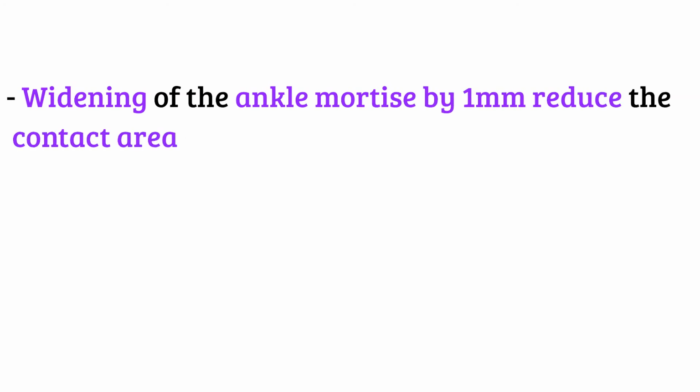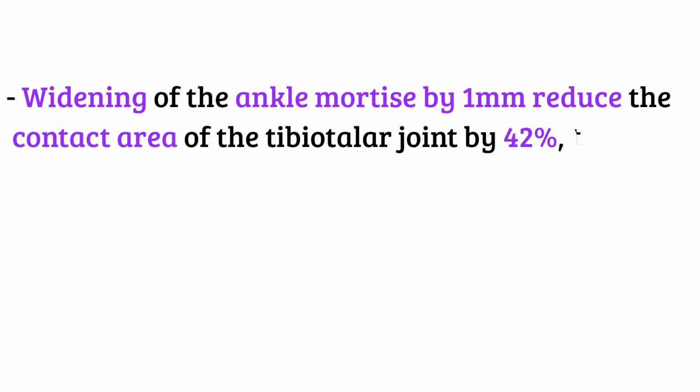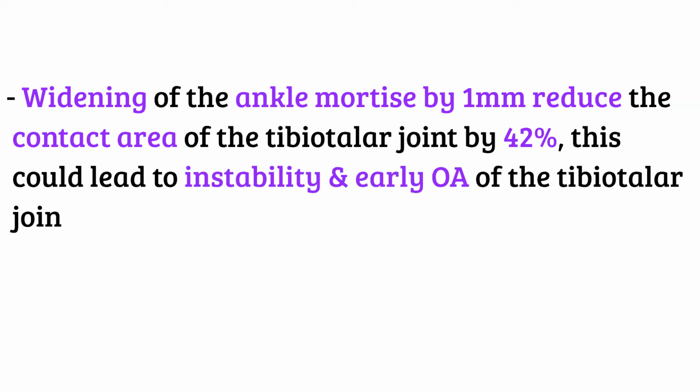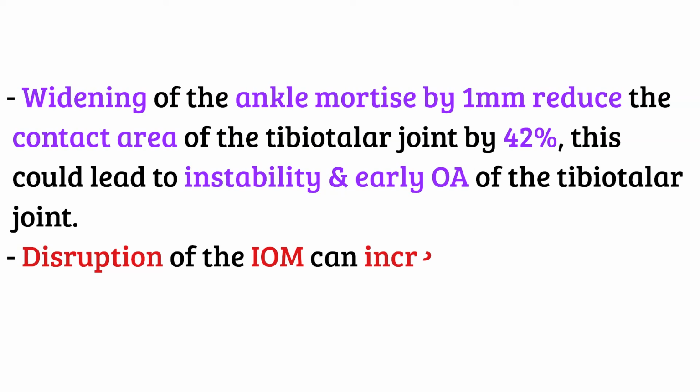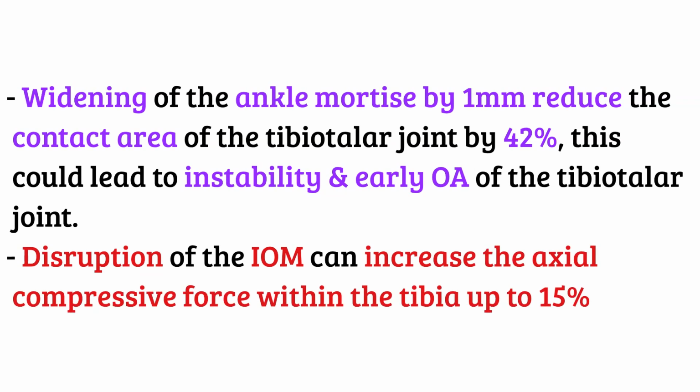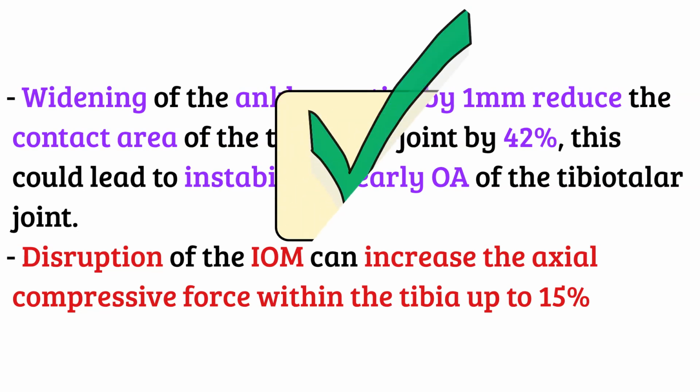Widening of the ankle mortise by 1 mm reduces the contact area of the tibiotalar joint by 42%. This would lead to instability and early osteoarthritis of the tibiotalar joint. Disruption of the interosseous membrane, IOM, can increase the axial compressive force within the tibia by up to 15%.